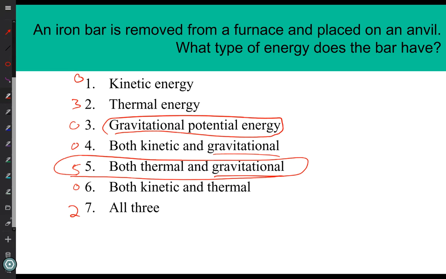Now, I have thermal energy because I'm 98.7 degrees Fahrenheit or whatever I am, 98.6, I don't know, probably closer to 100. I'm so hot.